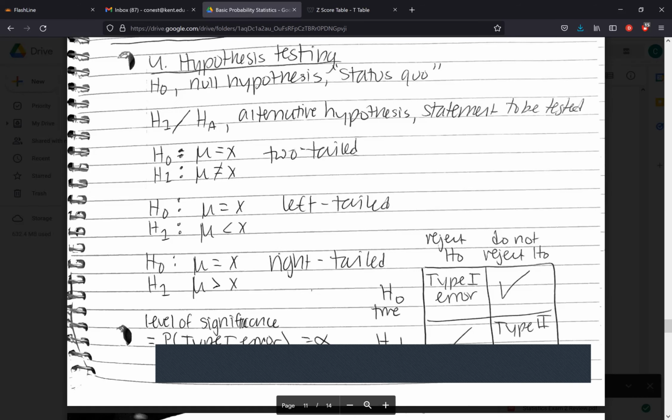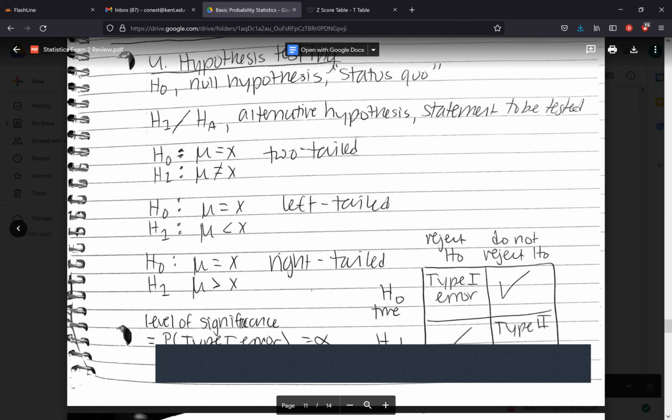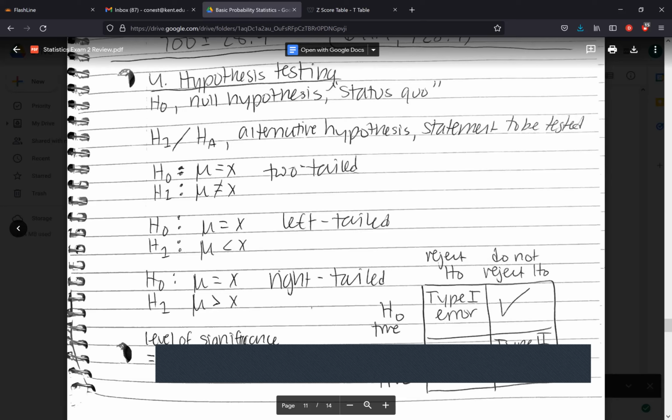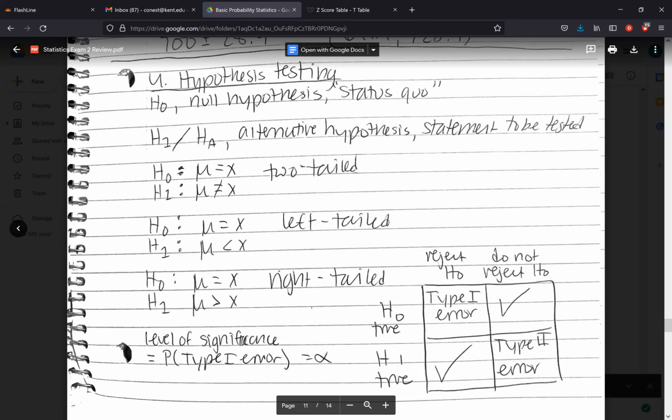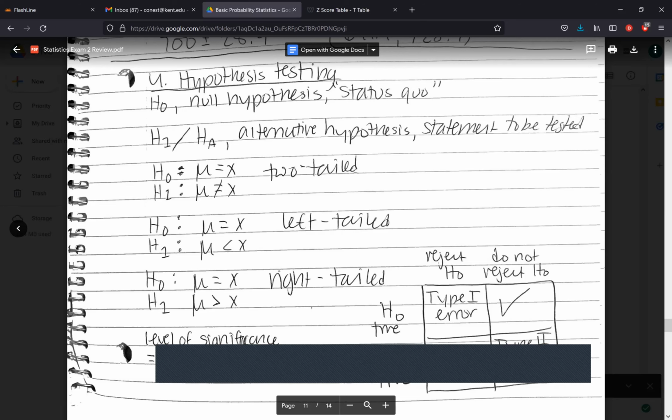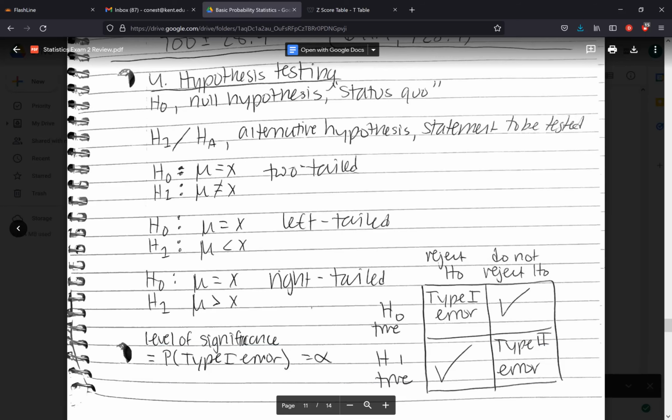Lastly, to combine everything that we've learned, we talked about hypothesis testing. In hypothesis testing, we first have to write two hypotheses. First is denoted H0, the null hypothesis, which is the status quo. The second is H sub 1 or HA, the alternative hypothesis, which is our statement to be tested.